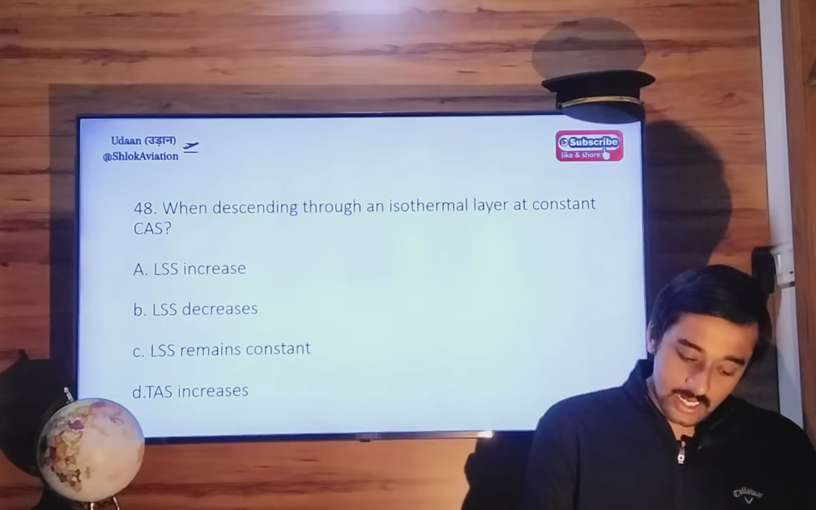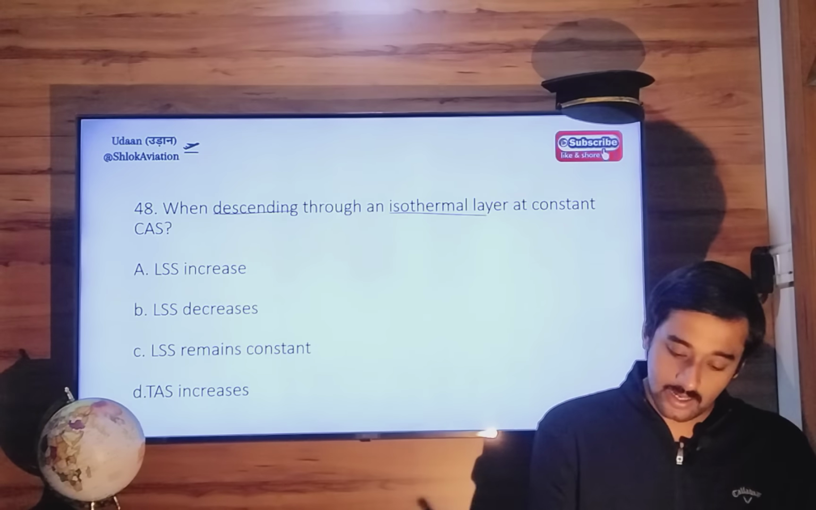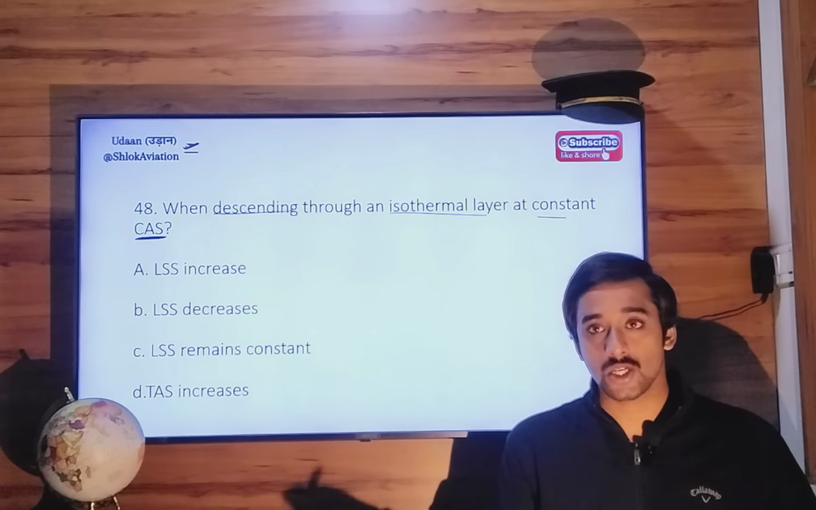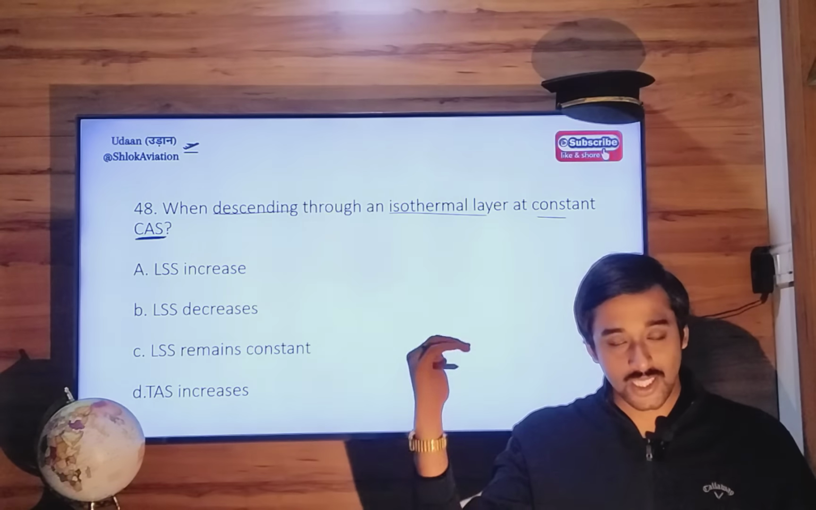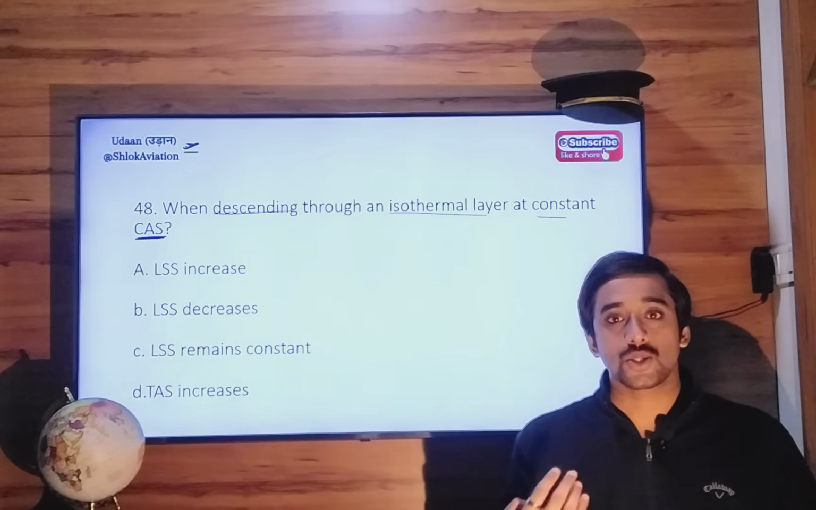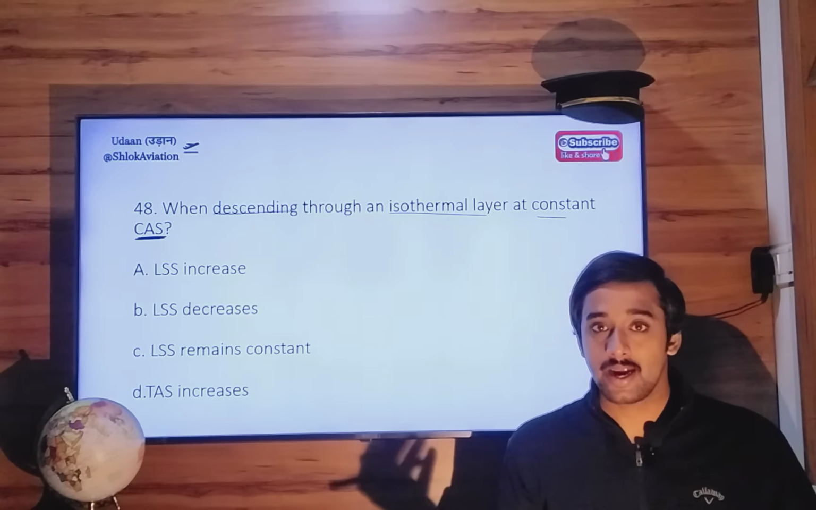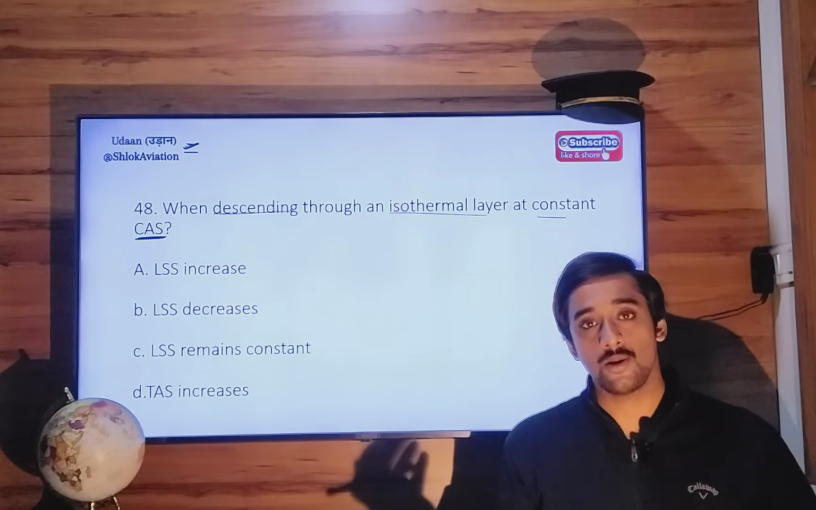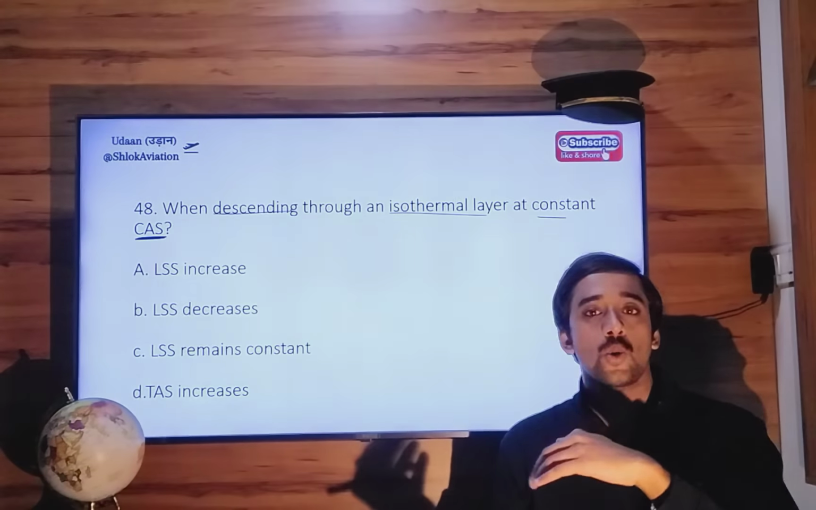48. When descending through an inverse isothermal layer at constant calibrated airspeed. Now, calibrated airspeed is constant and calibrated airspeed is proportional to dynamic pressure. So if you are descending at constant calibrated airspeed, that means you are descending at a true airspeed which is decreasing in value as you go on descending to lower and lower levels.